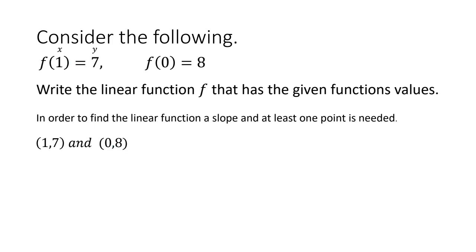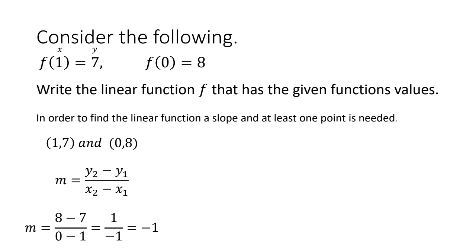So now we can find the slope by using the slope formula, y2 minus y1 divided by x2 minus x1. So we're going to have 8 minus 7 divided by 0 minus 1. And so our slope is negative 1.